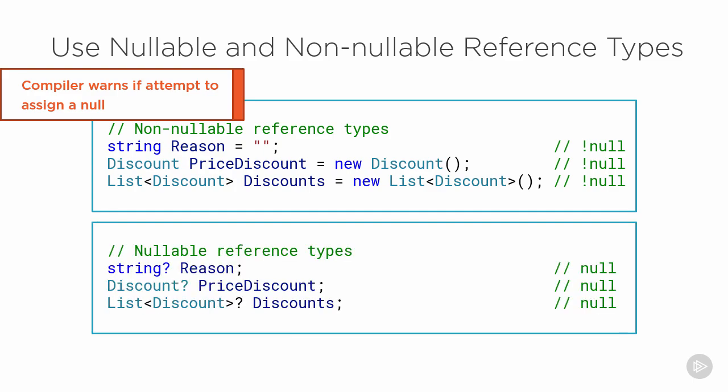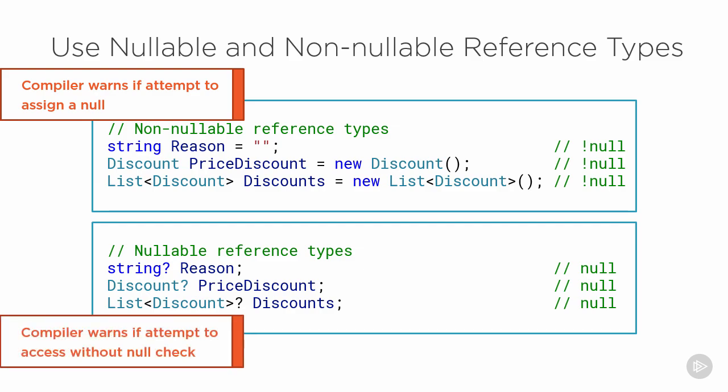Use a nullable reference type variable, annotated with a question mark, if the variable can be null. The default value of the variable is then null. The compiler provides a warning if the code attempts to access the variable without a null check.